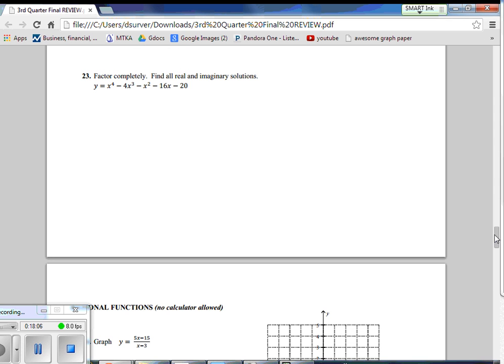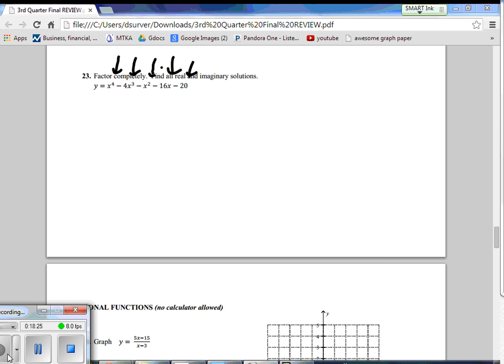Number 23, I'm going to factor this one. I actually do need the calculator, because it's got 5 parts. I can't possibly do factoring by grouping on that. So I'd probably need to factor or put that in the calculator. I'm going to pause for a second while I type that in my calculator.